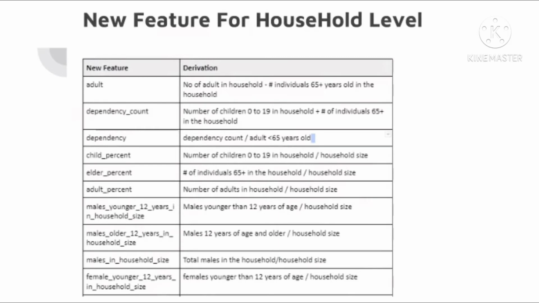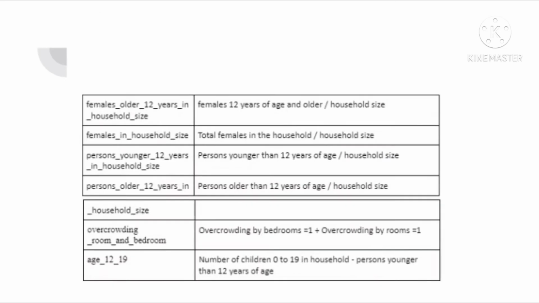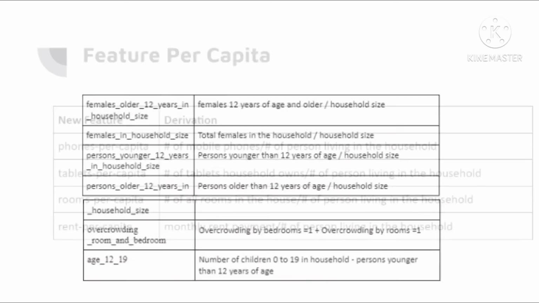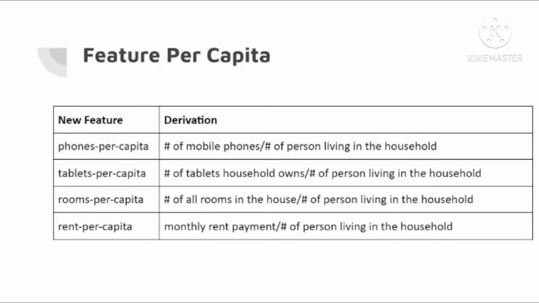Higher child and elderly ratio in a household will definitely lead to higher dependency rate and more financial stress on the head of household. Here are more new features for household level. We also derived new features based on some essential factors such as housing and electronic gadgets that potentially represent the poverty level of a household.